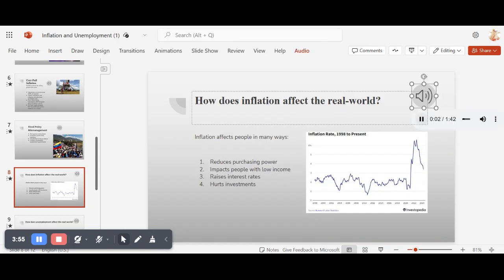Inflation and employment affect people in many ways. Inflation reduces purchasing power, impacts people with low income, raises interest rates, and hurts some investments. Firstly, when prices are high, this discourages consumers from purchasing goods and services because they are paying a higher price for the same good. When people spend less, this causes the demand to go down, but supply goes up.